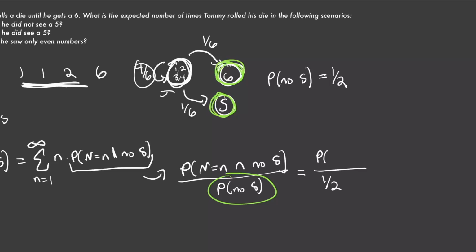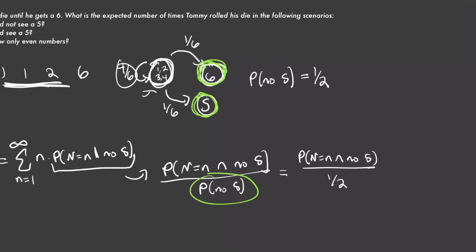So the probability that n equals n and basically no 5, divided by 1/2, because in half of our sequences we get a 5 before 6, and in the other half we get the 6 before the 5. So now this probability distribution right here, what's the probability that n equals n and we get no 5? Let's start off with a concrete example. What's the probability that n equals 1 and basically we have no 5?